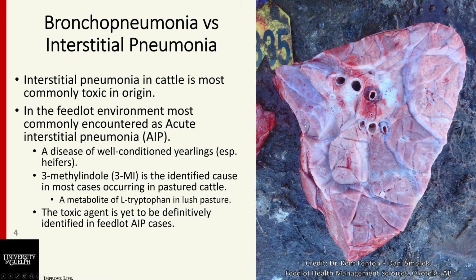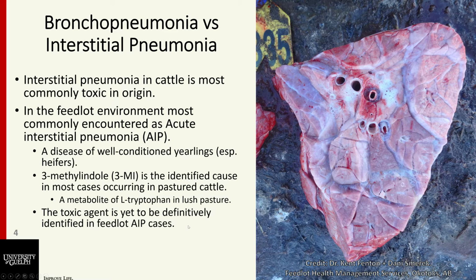On the other hand, interstitial pneumonia is most commonly toxic in origin when it's seen in cattle, and for those working in the feedlot environment, you'll most commonly recognize this manifesting as acute interstitial pneumonia. You recognize this most frequently in well-conditioned yearlings with a particular predominance for affecting heifers.